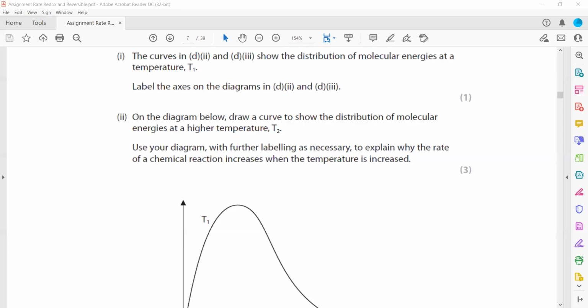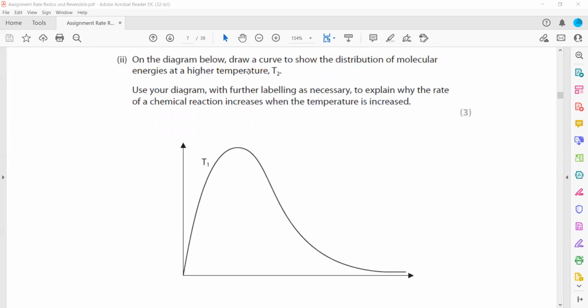On x-axis, because it is about the energy, and on y-axis you can mention the number of the particles or the fraction of the molecule or the proportion of the molecule. So here we will have, on y-axis we will have number of the molecules, and on x-axis we can mention kinetic energy or only energy is acceptable.